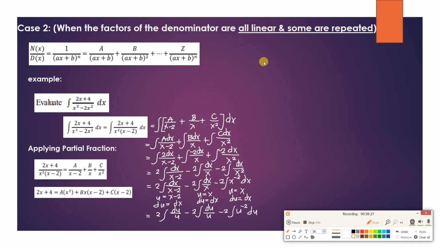Power rule, quotient rule. We have 2 ln absolute value of u, where u on the first term is x minus 2, minus 2 ln absolute value of u, where u is x, minus 2 quotient rule plus 1. Now, negative 2 plus 1 is negative 1 over negative 1. So, x raised to negative 1 over negative 1 plus c.